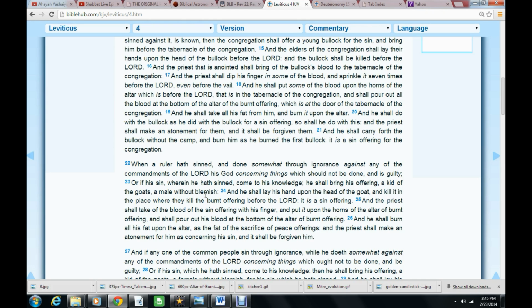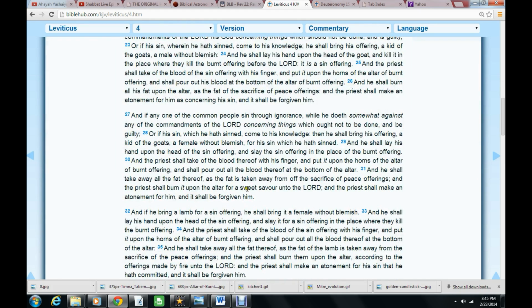And he shall lay his hand upon the head. Pardon me, that was for the ruler. That is for the ruler.